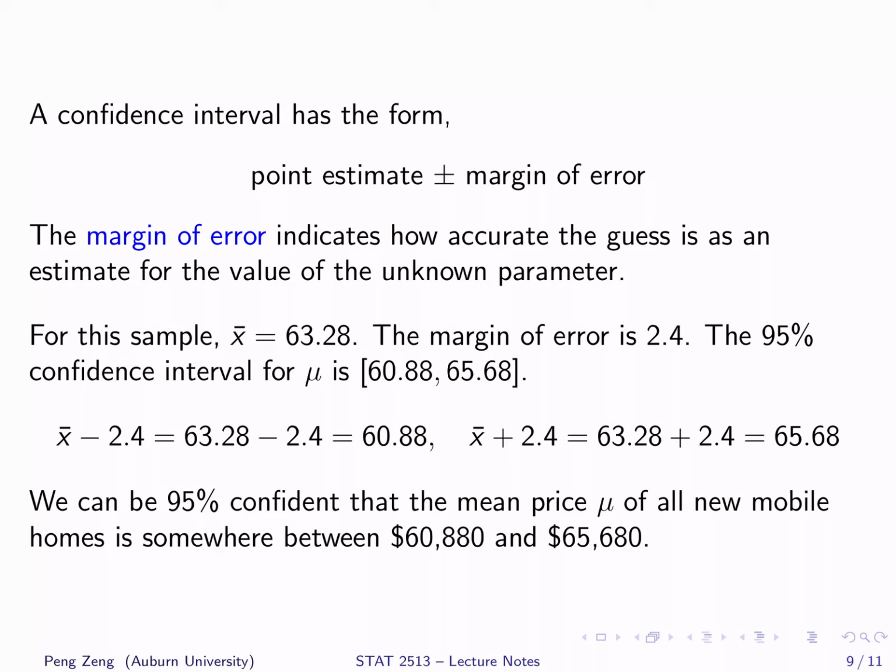We can be 95% confident that the mean price mu of all new mobile homes is somewhere between $60,880 and $65,680.